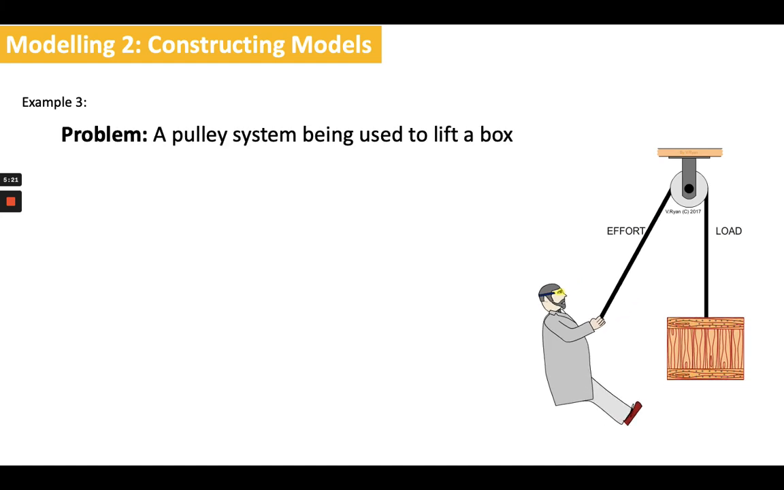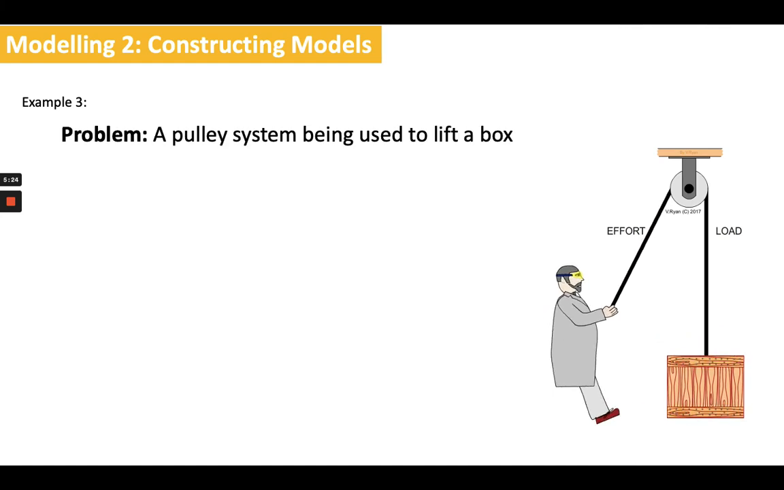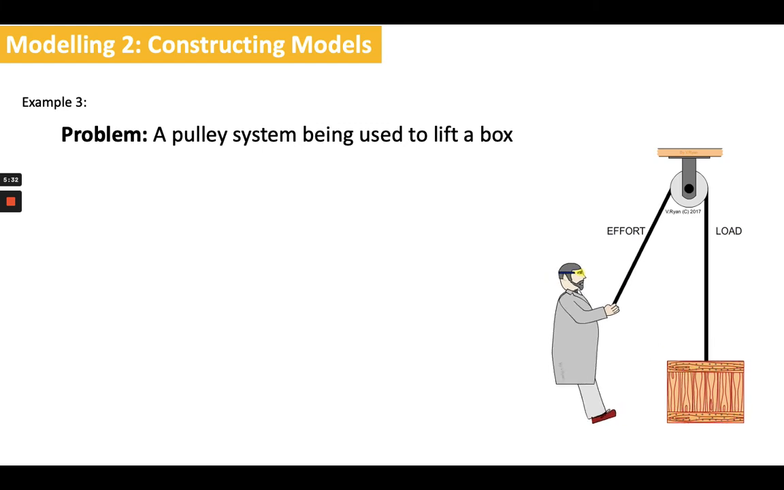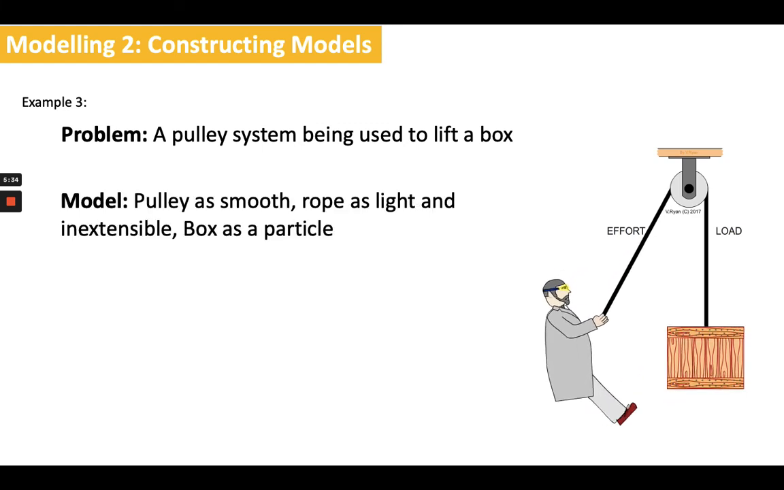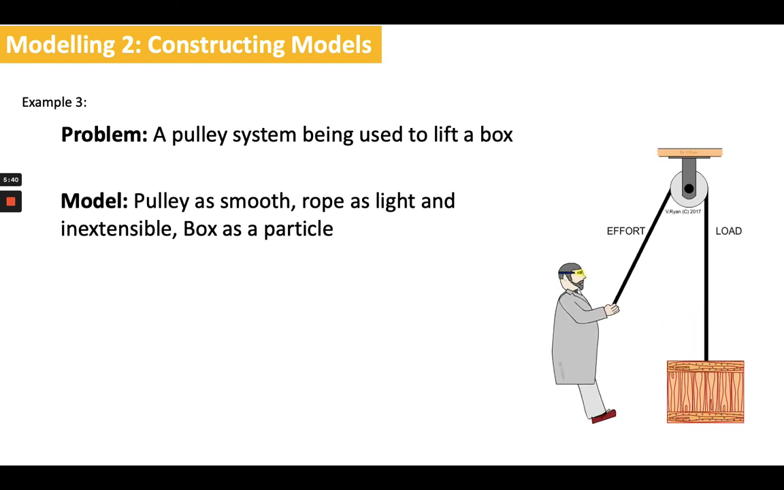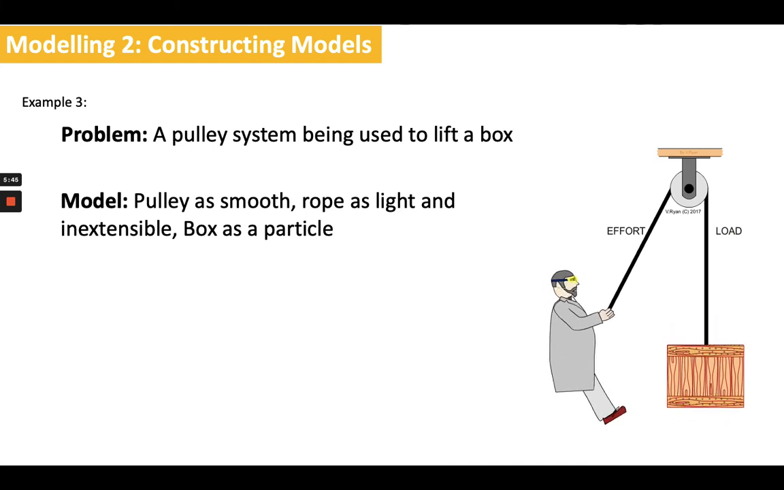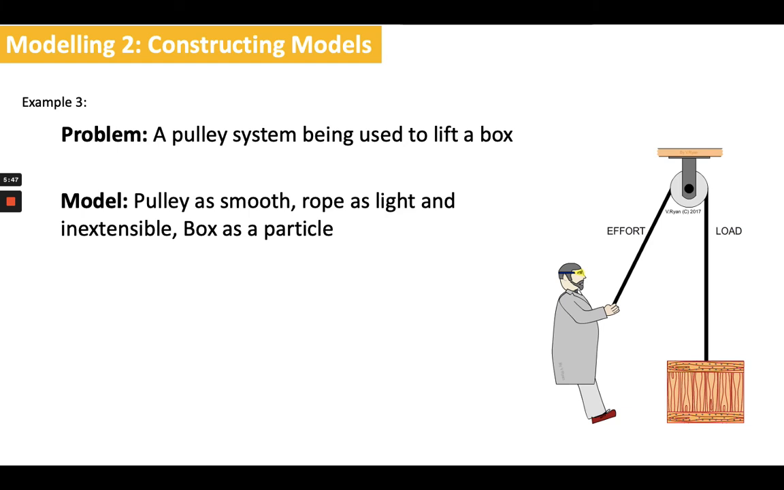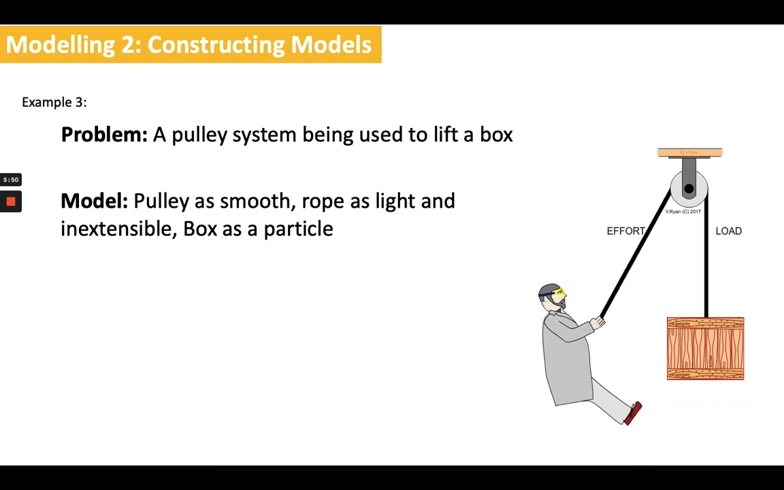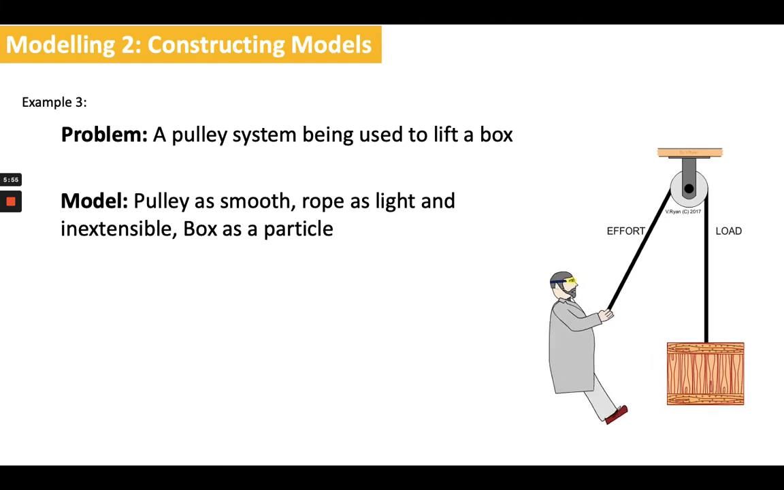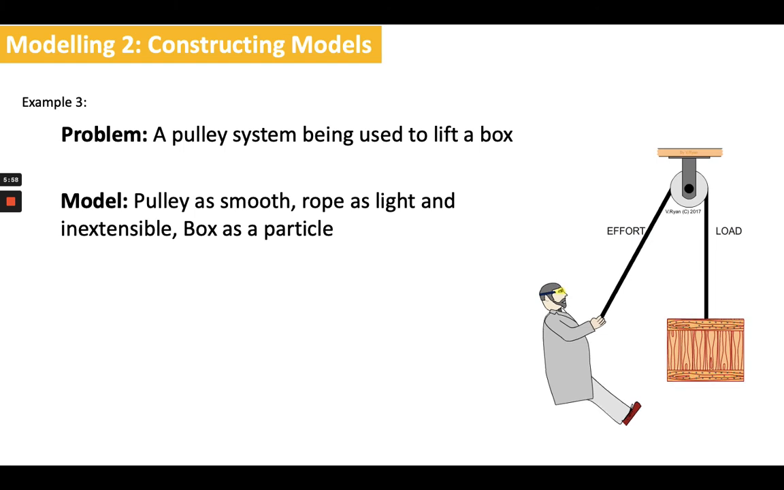Let's look at a third example. Let's look at this situation where I've got a pulley system which is being used to lift a box. Now, I've got a series of forces involved, and we'll look at these as we go into modelling in more depth in a later unit. But my assumptions for my model here will be that the pulley is smooth, and that means there's no friction on the pulley, that the rope is light and therefore has no mass, and that the rope is also what we call inextensible. I'm interested in a rope that does not have any ability to stretch under load or force. And I'm also going to model my box as a particle. So there's a number of assumptions in this case.